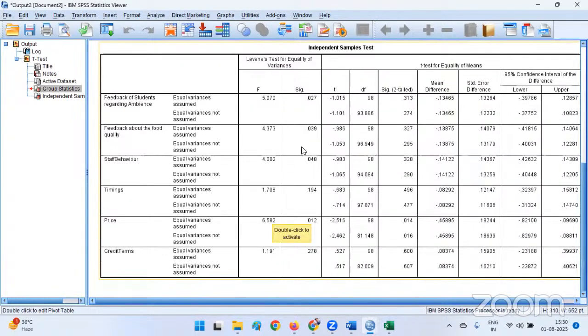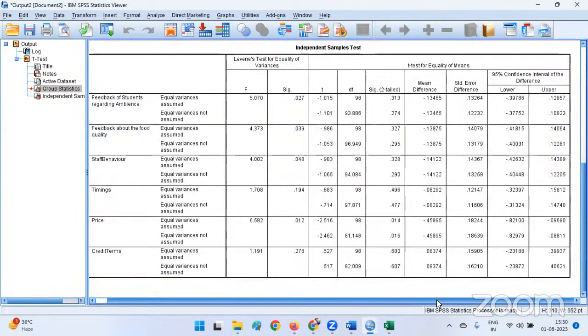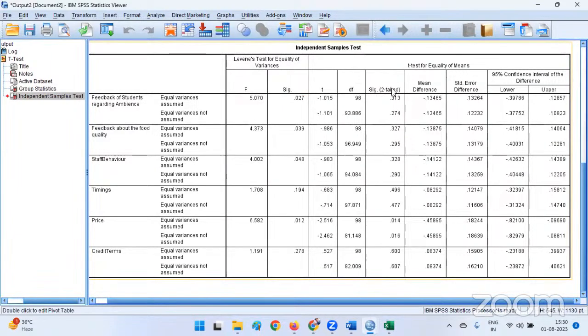Now, from this huge table, the useful thing is significance two-tailed. Significance two-tailed is like feedback of students, feedback, staff behavior, timings, price, all these are significant or not. Now, there are two values of significance. This is quite cumbersome, so I will tell you later about this. But let us understand first.